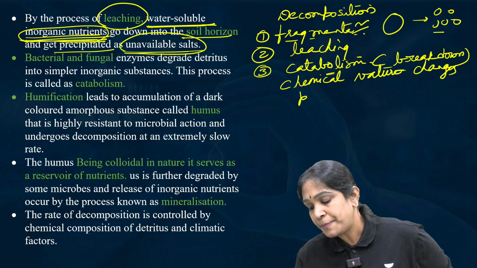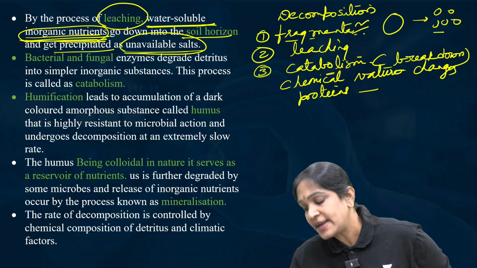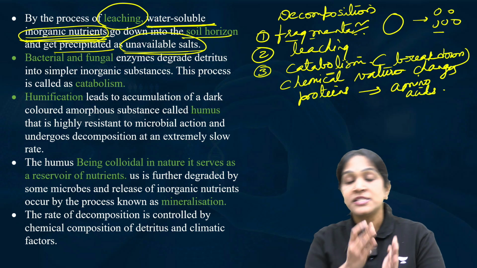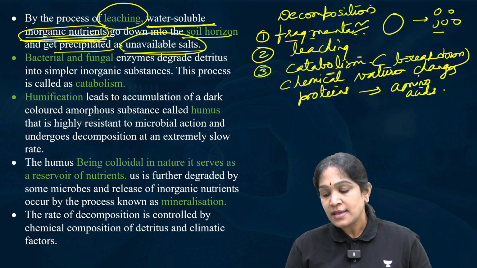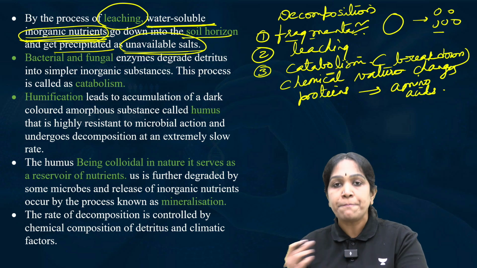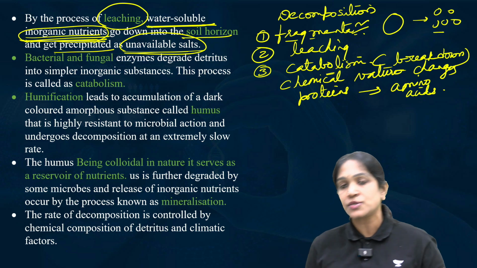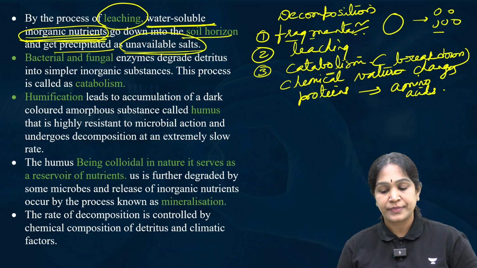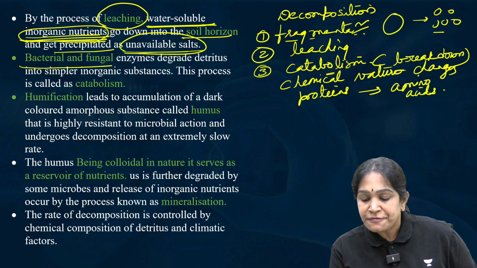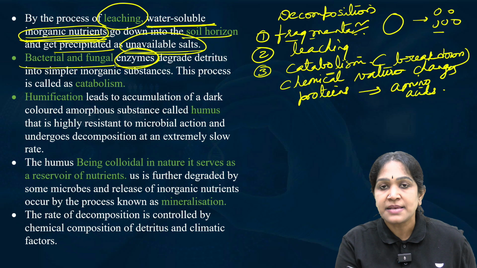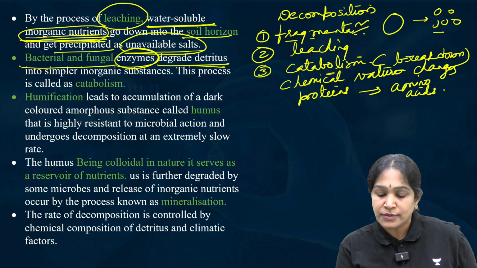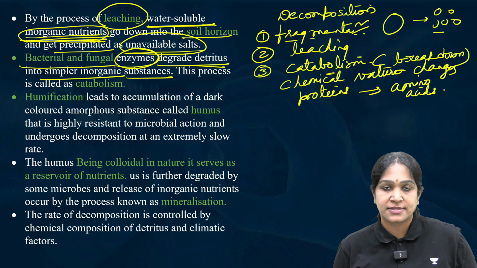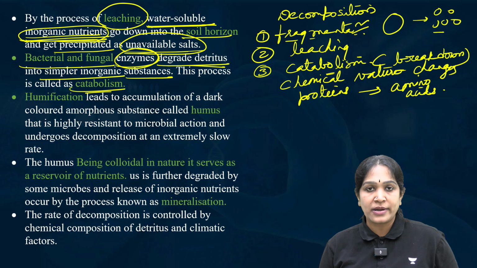Like for example, a protein will get broken down into amino acids. It's not becoming smaller pieces of protein. If it becomes smaller pieces of protein, that is fragmentation. If the protein is converted into simpler material called amino acids, that is called catabolism, breakdown. Okay. The bacterial and fungal enzymes. Enzyme is a biological catalyst. These enzymes will degrade the detritus into simple inorganic substances. This process is called catabolism.